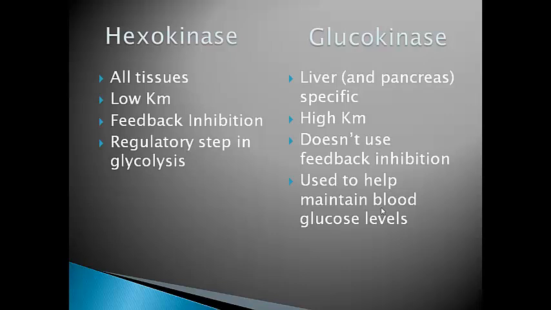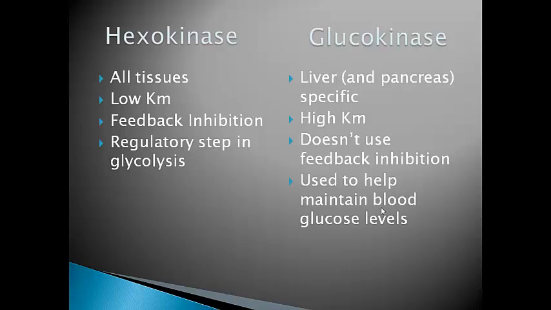Let's start by looking at some of the main differences between hexokinase and glucokinase. Hexokinase is located in all tissues, has a low Km, uses feedback inhibition, and is a regulatory step in glycolysis. Glucokinase is located in low concentrations in many tissues, but concentrated in the pancreas, which I will only discuss briefly, and the liver, making it tissue-specific. Glucokinase also has a high Km, doesn't use feedback inhibition, and is used to help regulate blood glucose levels.